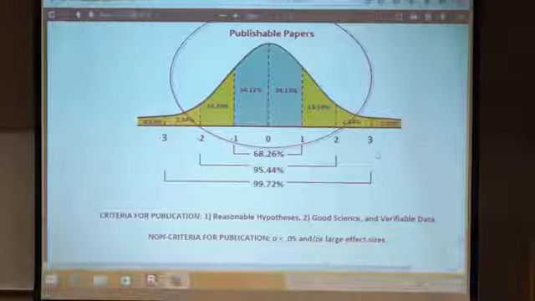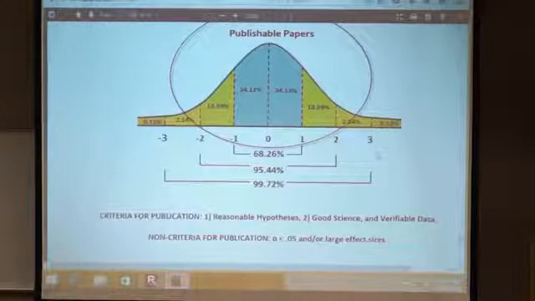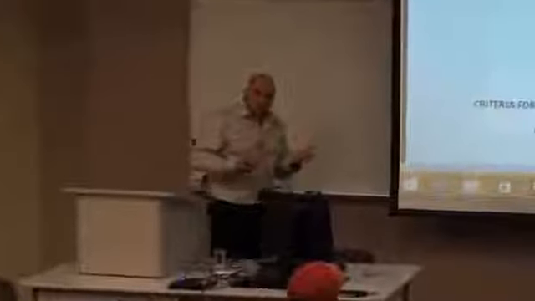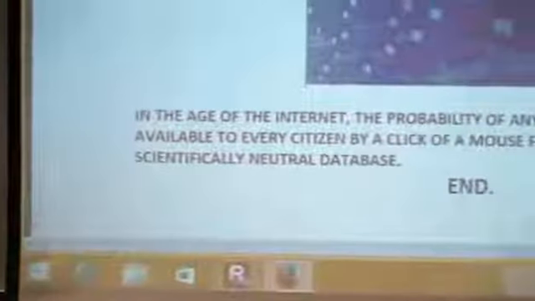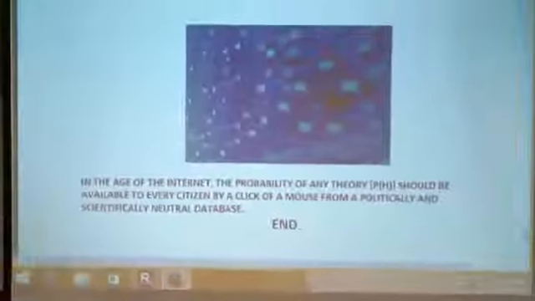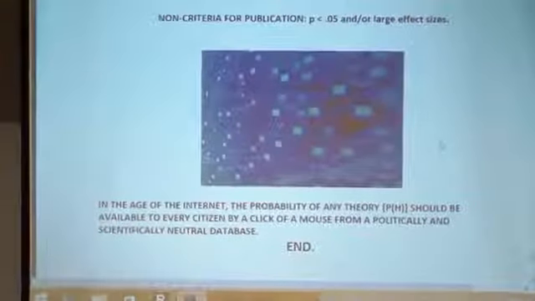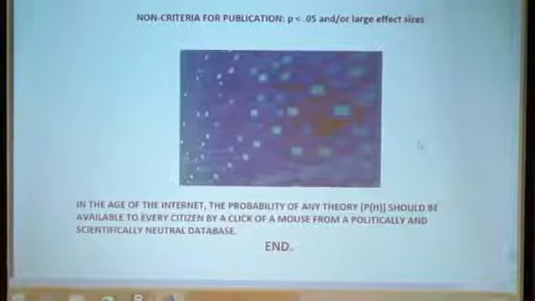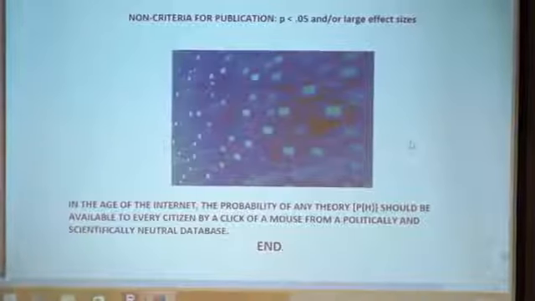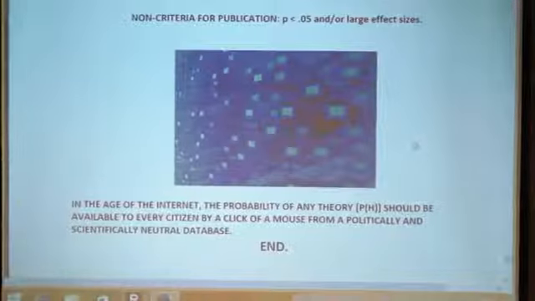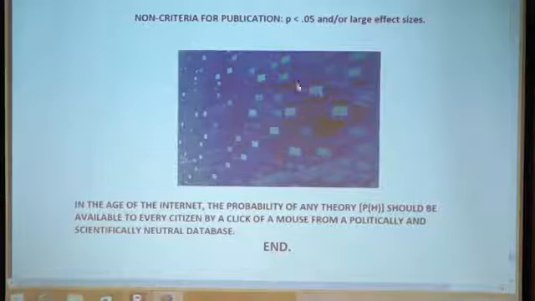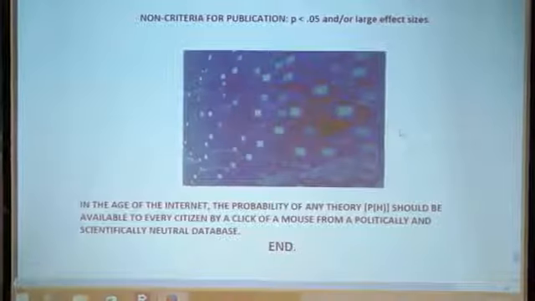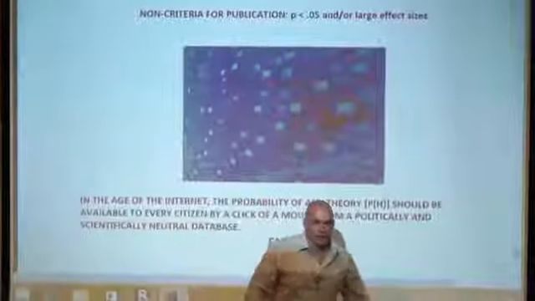And going back to R.A. Fisher, he basically said the same thing: that we should be able to account for all research done so that it's immediately available as to the existence of a phenomenon. In the age of the internet, the probability of any theory, the probability of a hypothesis, should be available to every citizen by a click of a mouse from a politically and scientifically neutral database, so that if you go into the database, you can be made aware that there are the positive ones, but the negatives lurk around. So that you're not influenced by the positive result and walk around thinking that a phenomenon is actually there.